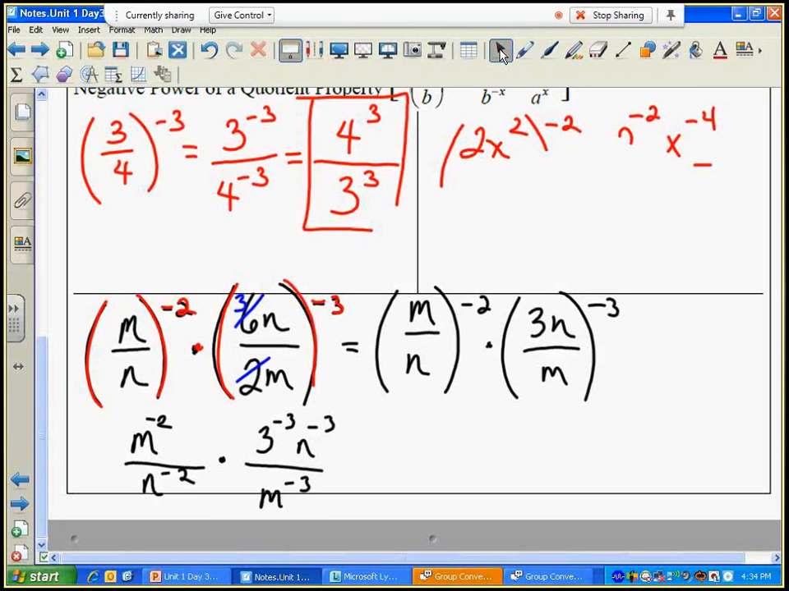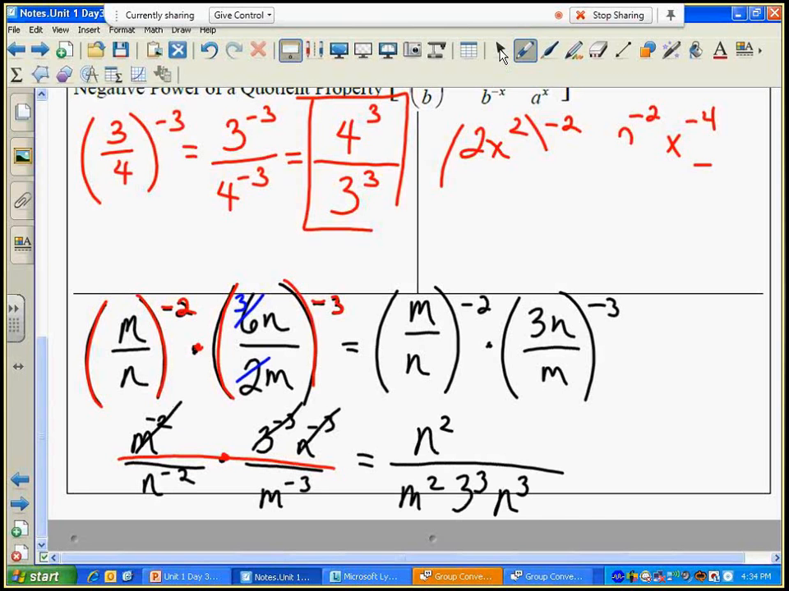Then you'll notice here, since we're multiplying these two fractions, well, you just multiply the tops together and multiply the bottoms together. It's just one big giant fraction. So what that means is that we can write this as one fraction, and I can take all those negative exponents and let them go ahead and ride the elevator. Okay, so we've got m squared on bottom, 3 to the third on bottom, n to the third on bottom, n squared on top, and n to the third on top.